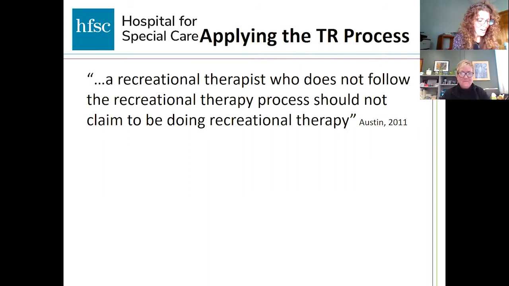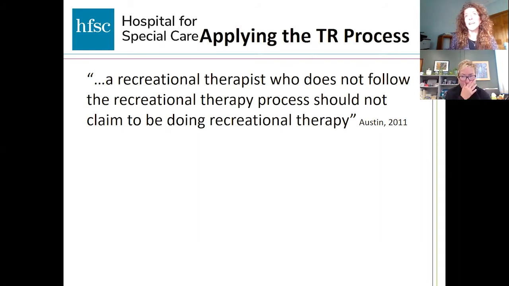So our program is really designed to bring about therapeutic outcomes. And with that in mind, as CTRSs, we feel it's very important that we follow the TR process. And this is why we put together this presentation to really help you understand how you follow the TR process in a community setting, and especially with an adaptive sports camp for 1 week.